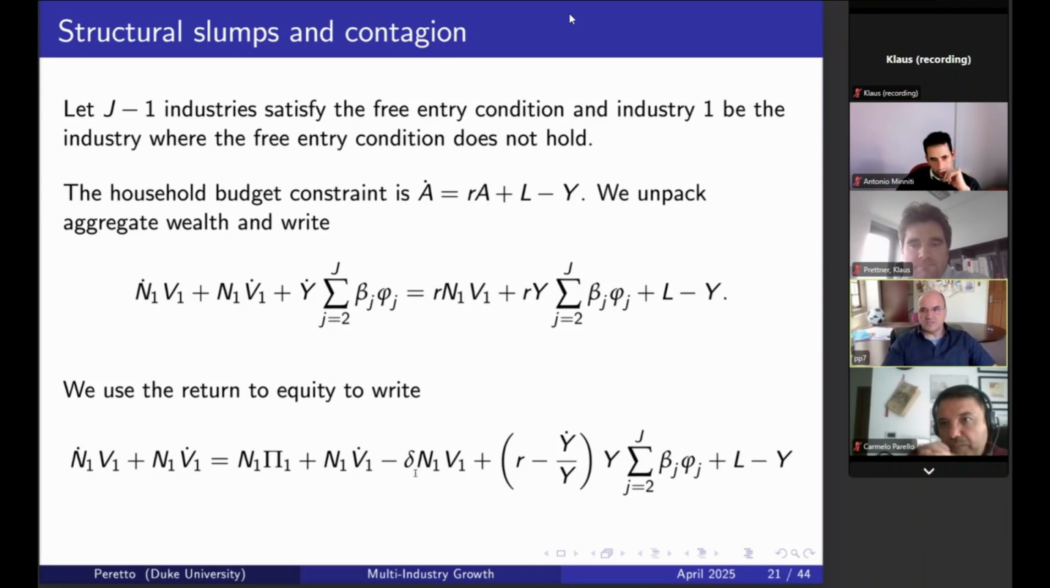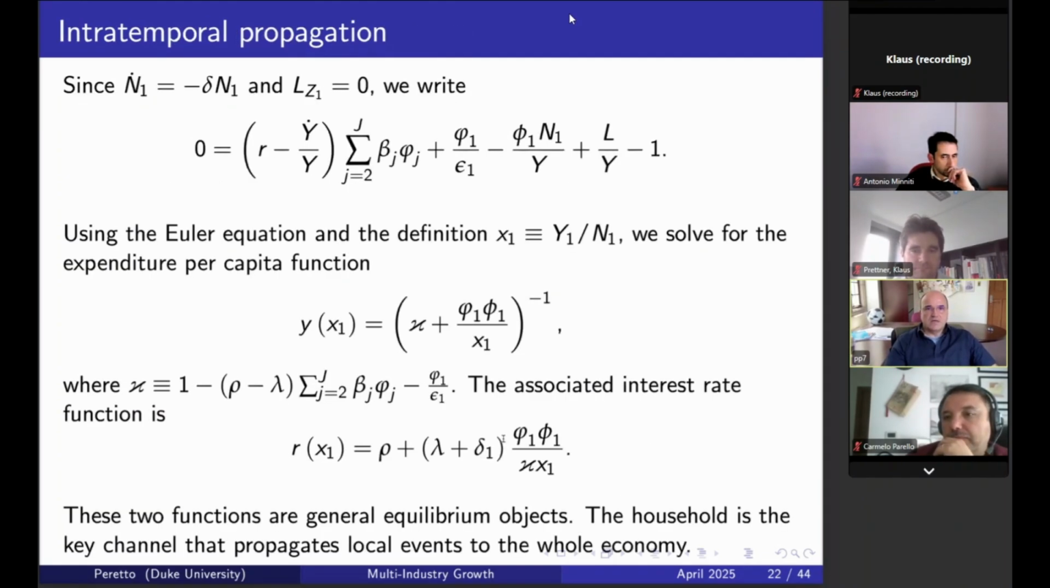Therefore, the number of firms in that industry is shrinking. Or delta here should have a subscript one, because it's an industry-specific parameter, okay? And then if you observe this equation, a bunch of things cancel out very nicely. And so that expression reduces to this formula over here. Then what you do is you use the Euler equation that comes from the consumption saving problem to take care of this part of the equation.